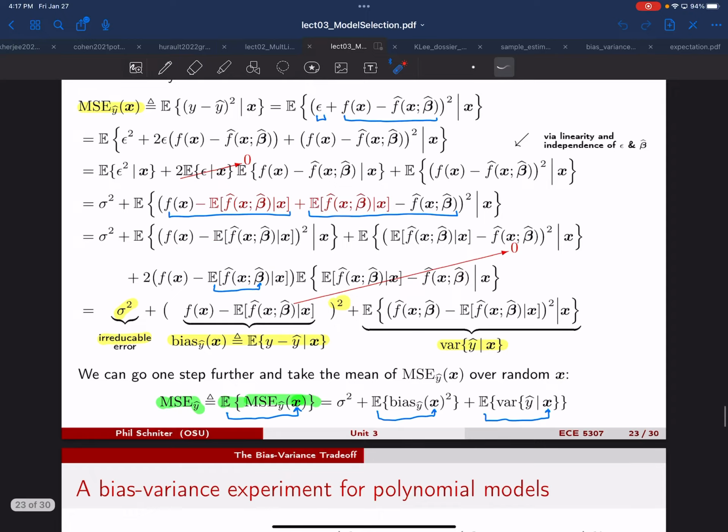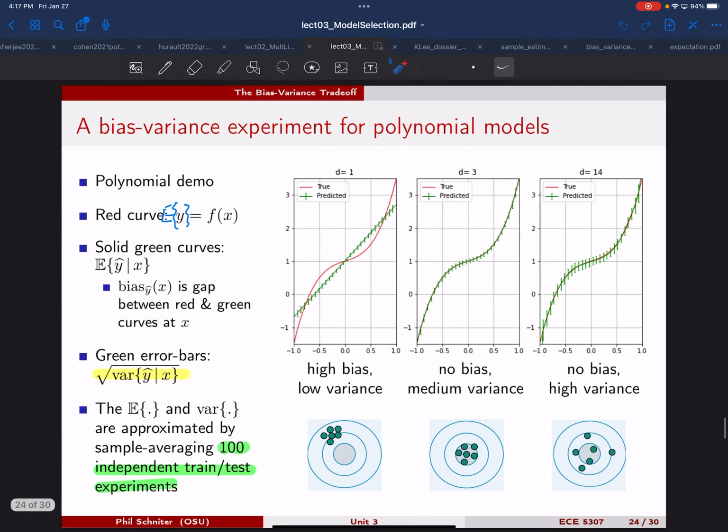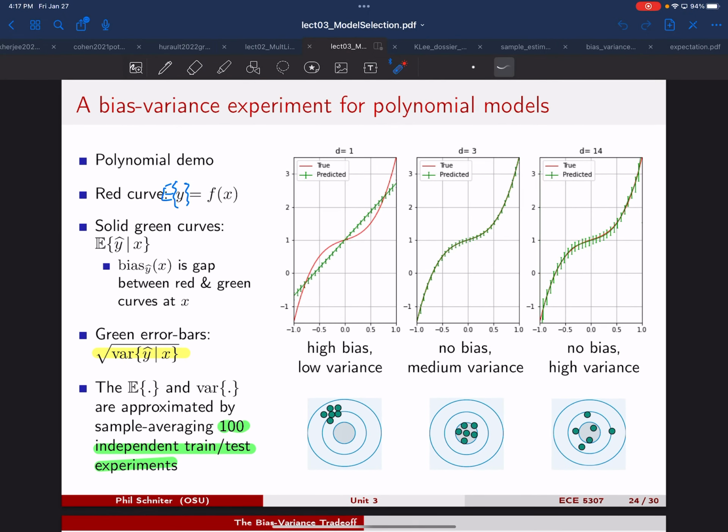So we saw some examples of this here with our demo. There is one more mistake that I realized today. So this should actually say expected value of y given x. So that's the red curve. For our polynomial model, for this statistical model here, this is just going to be our true function f, which for our polynomial demo is that cubic function.